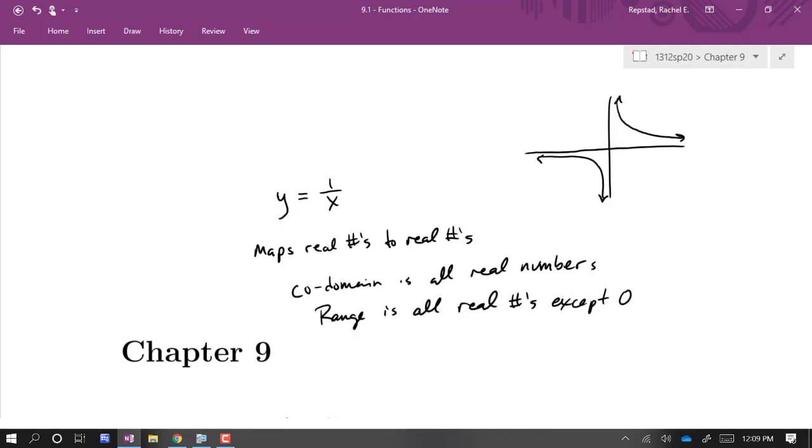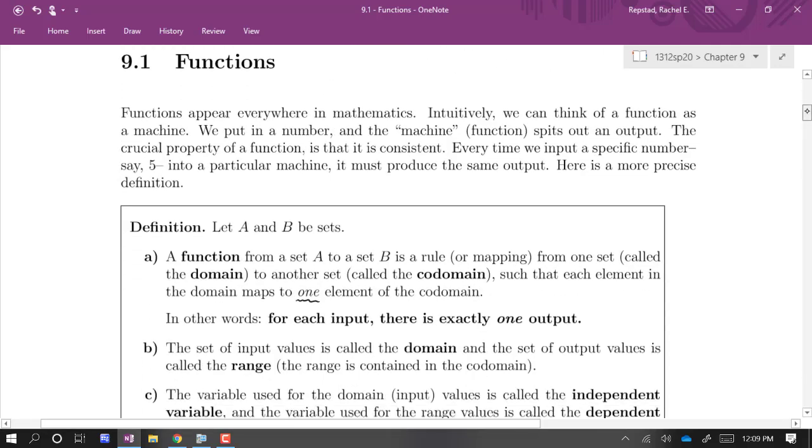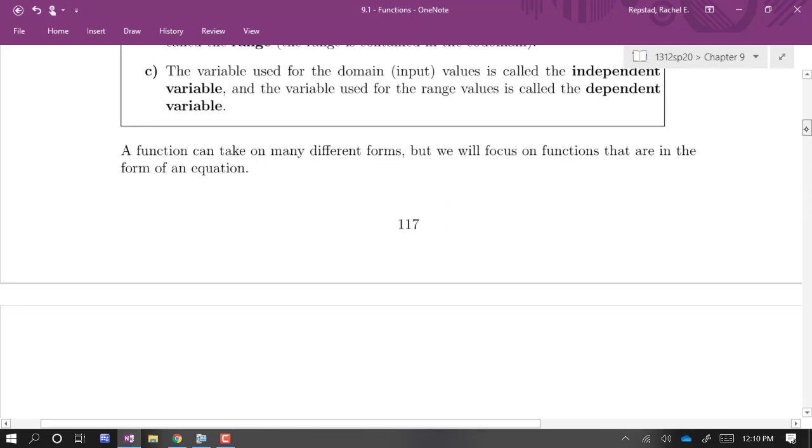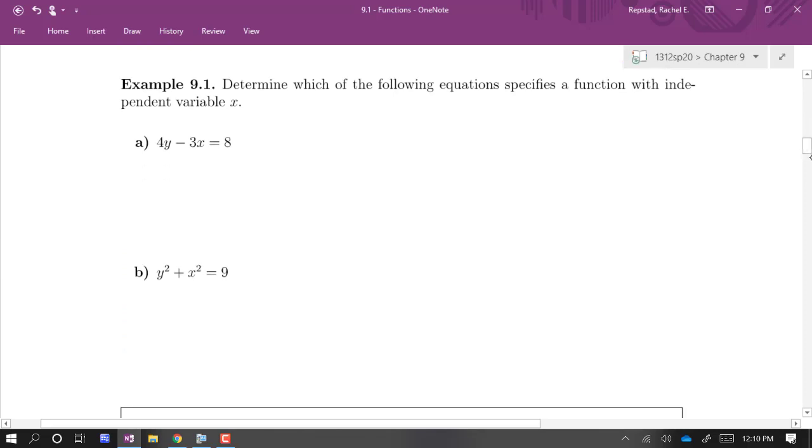We'll talk more about domain and range in a bit, but for now, I just want to focus on what makes something a function. Again, for each input, there can be exactly one output. There can be no ambiguity about what a function will produce once we plug in a number. So here are a couple of equations with x and y. We want to know which equation specifies a function with independent variable x.